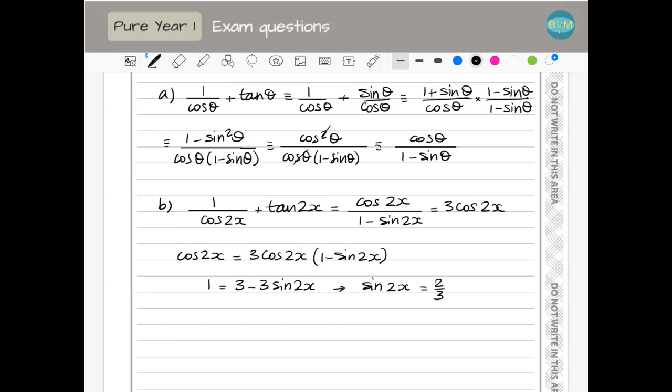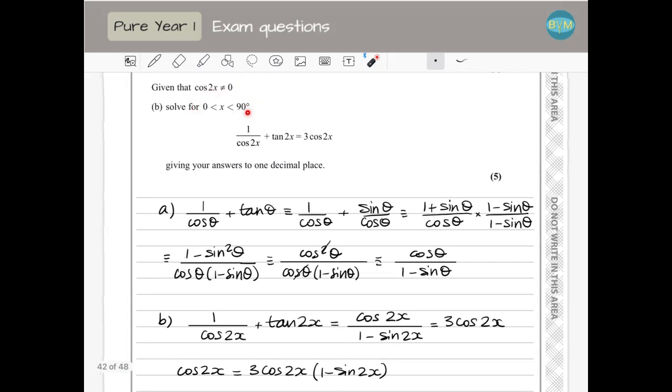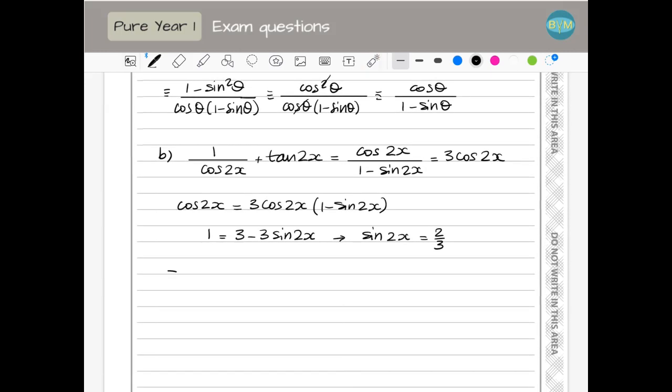Now, remember, every time I have 2x here, or I have a number multiplying the angle, I'm going to change my interval. This interval is for x. I'm going to rewrite my interval for 2x. So I'm going to multiply everything by 2, so my interval is between 0 and 180. I'm going to find my solutions in this new interval, because if I don't do that, I will miss solutions.